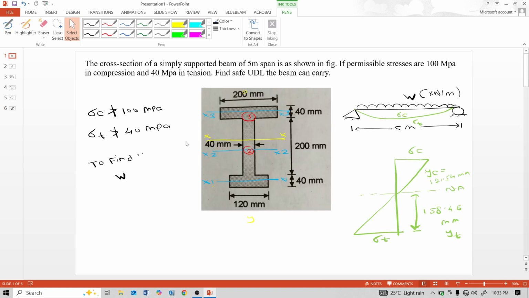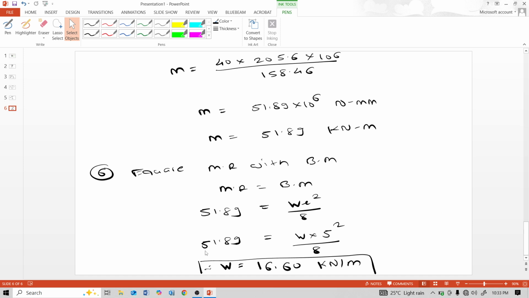So our problem statement is to find the safe uniformly distributed load that the beam can carry, and the safe uniformly distributed load is 16.60 kilonewton per meter for that 5 meter simply supported beam with I cross section. Thank you very much.